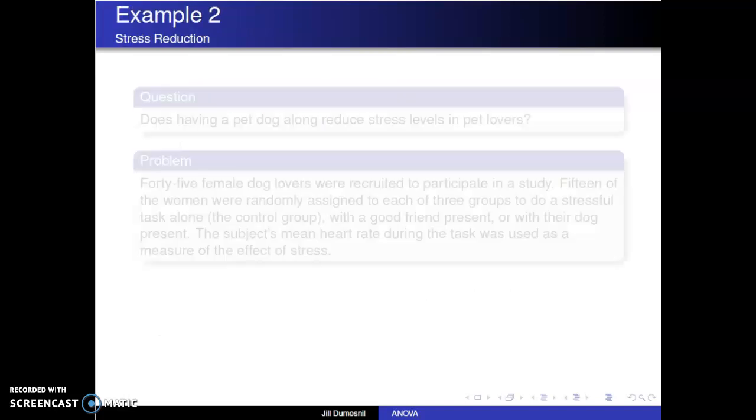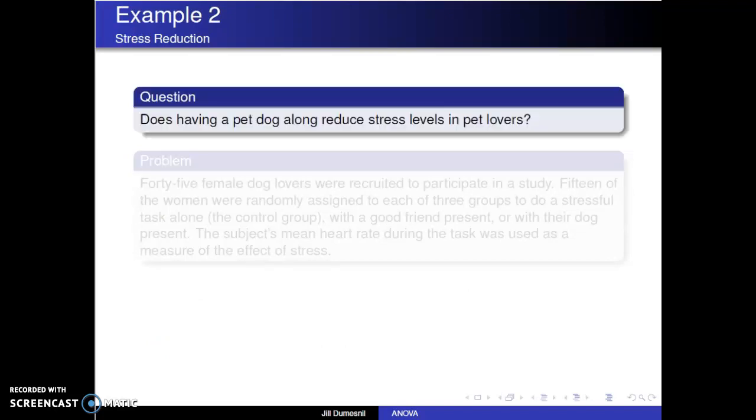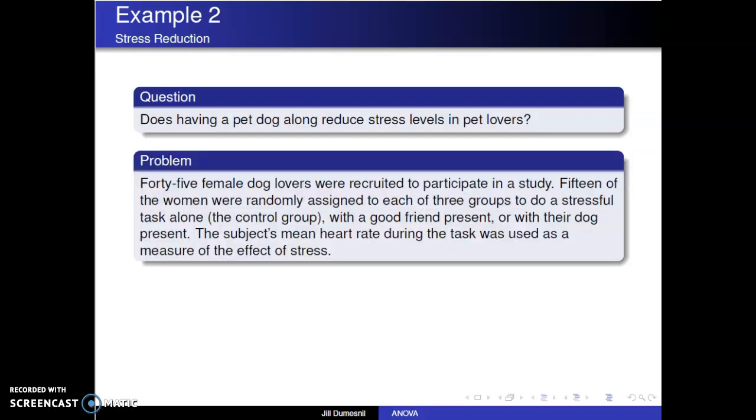Let's consider another example with a social dimension. Does having a pet dog along reduce stress levels in pet owners? To answer this question, 45 female dog lovers were recruited to participate in a study. 15 of the women were randomly assigned to each of three groups to do a stressful task alone, the control group, with a good friend present, or with their dog present.